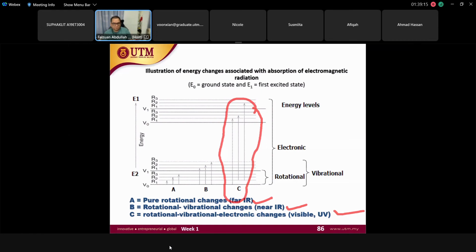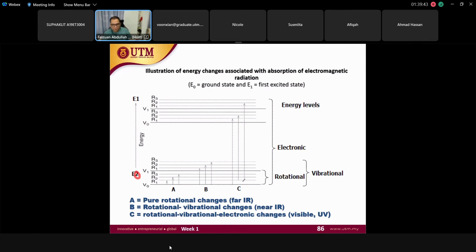Sorry, what happened to the? Okay, here. This is the ground state, and this is the excited state. Let me re-annotate. Sorry. All right. Okay, this is the ground state. This is E now actually. Okay, and this is the excited state.